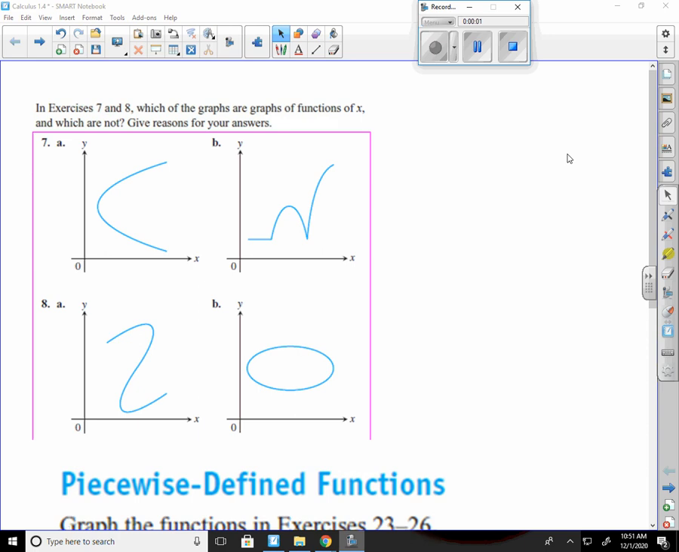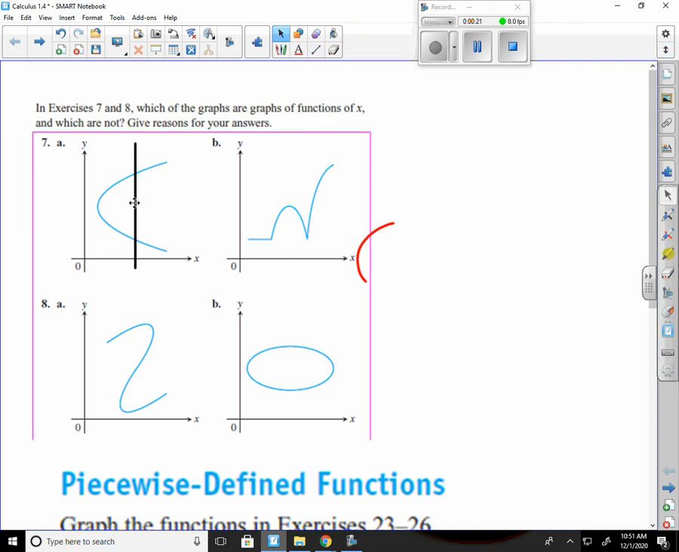By going over the homework. These first ones should have been easy for you. All we had to do was do a vertical line test on them. Draw the vertical line in. It crosses in two separate points. So that is no. It is not a function.